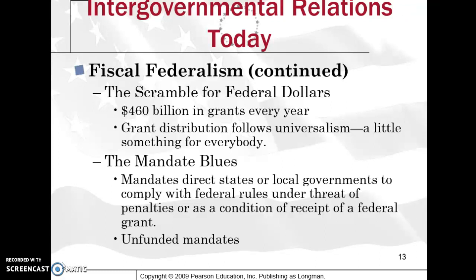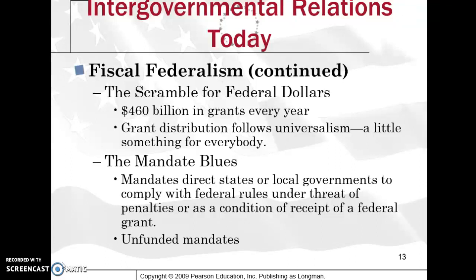Over $460 billion is awarded from the federal government to states every year. Every state should receive something from the federal government. There are states whose citizens pay more money into the system than they receive from federal spending through grants, and they're a little bitter about that fact.